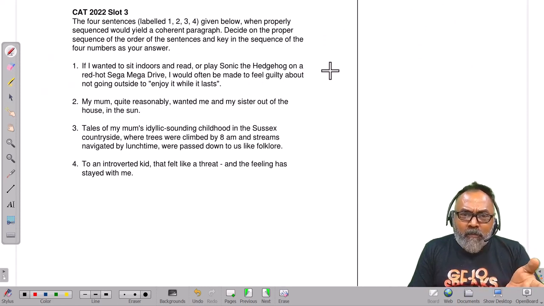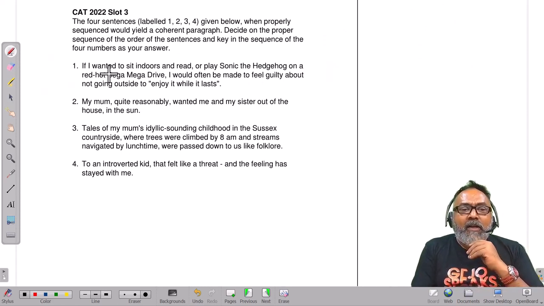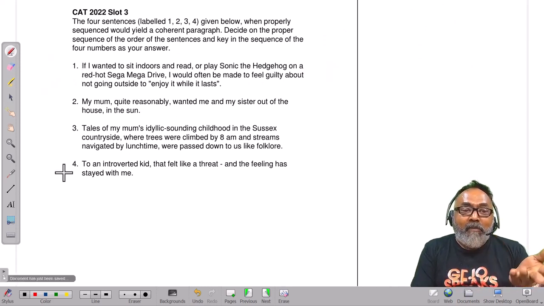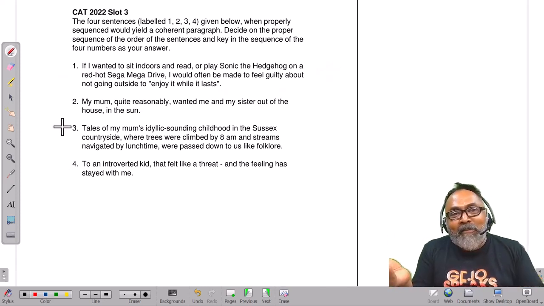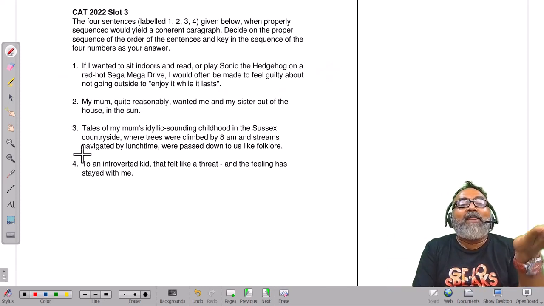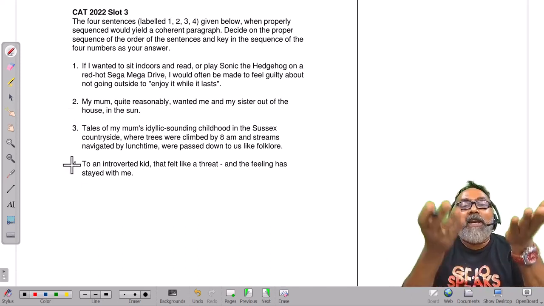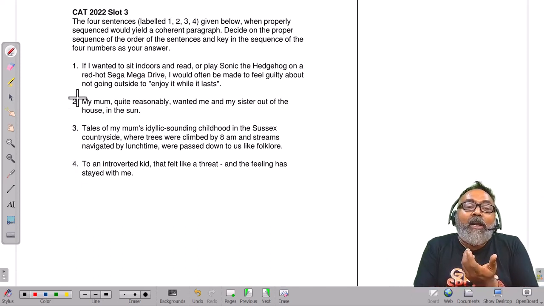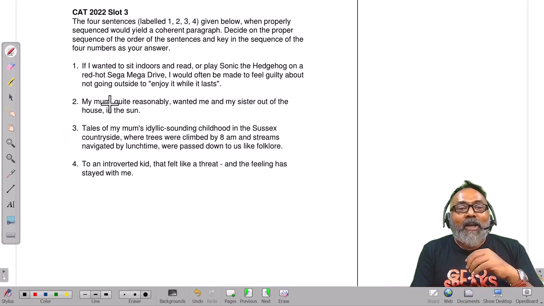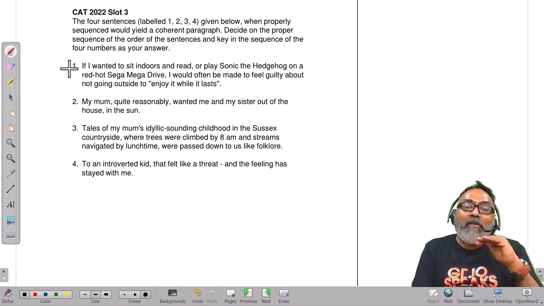So let's read these sentences and make sense of them. It doesn't matter which order you read in, because everything is jumbled. But given that it's given in this order, I'll read in that order. You could have read from 4 to 3 to 2 to 1 also, up to you. Any order, you stick to one.